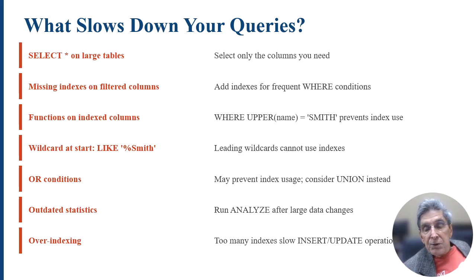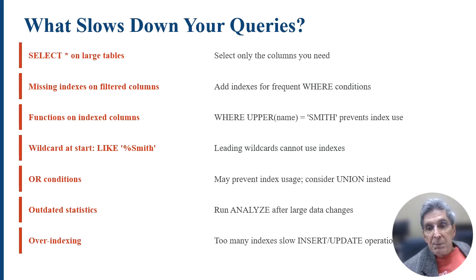Leading wildcards. A leading wildcard in a LIKE pattern, such as like %Smith, cannot use a B-tree because the index is sorted from left to right, and the leading wildcard means you can't start in any particular order from an alphabetical sort perspective. What about OR conditions?